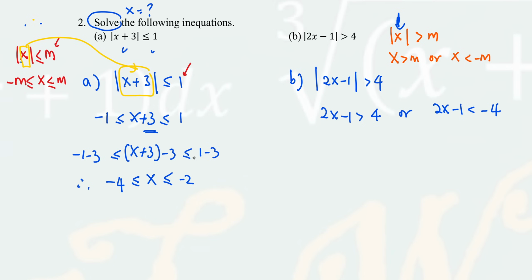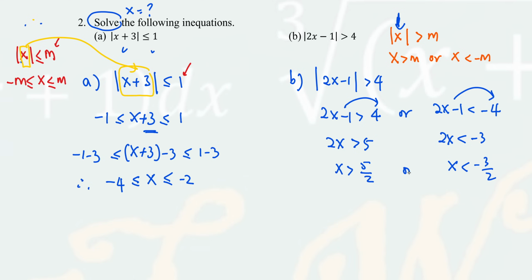Now remember, we need to find x, right? So keep the x on the left side and move this minus 1 to the right side, where it becomes plus 1. So 4 plus 1 is 5. Hence, my x is greater than 5 over 2. The same goes for the other inequality: 2x is less than minus 4 plus 1, that is minus 3. Hence, my x is less than minus 3 over 2. So that is my solution for question 2.